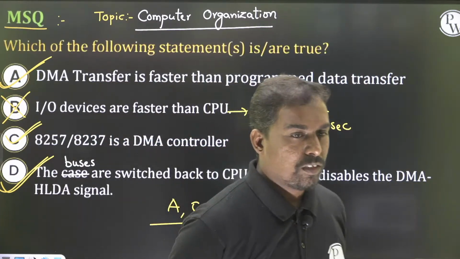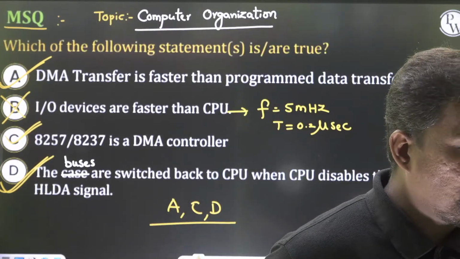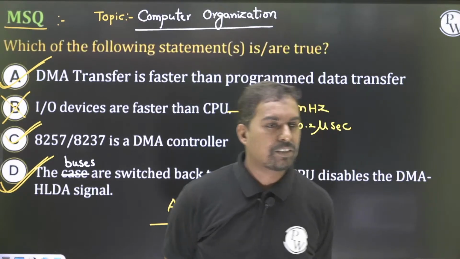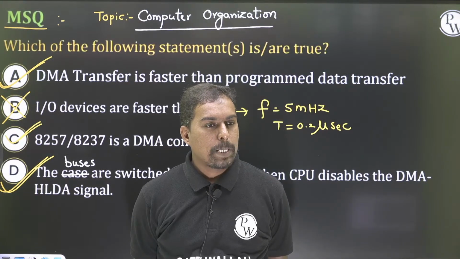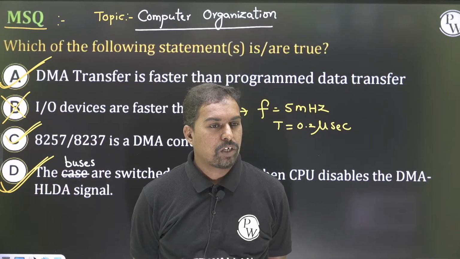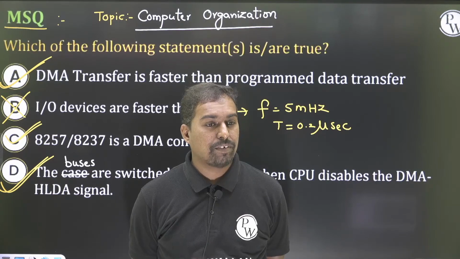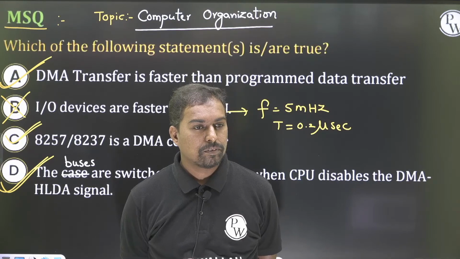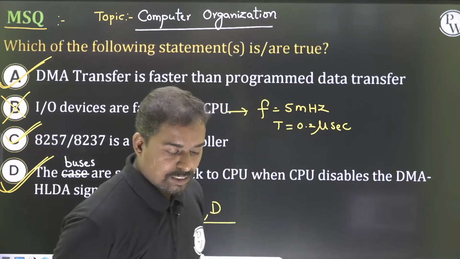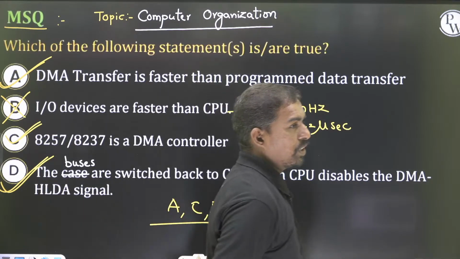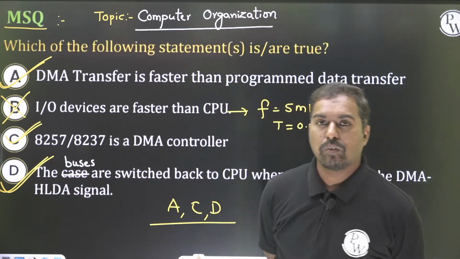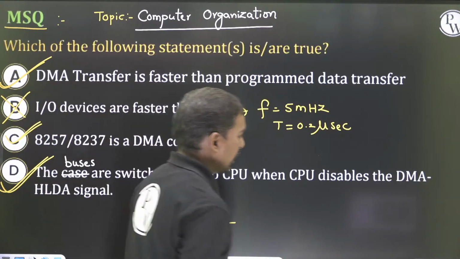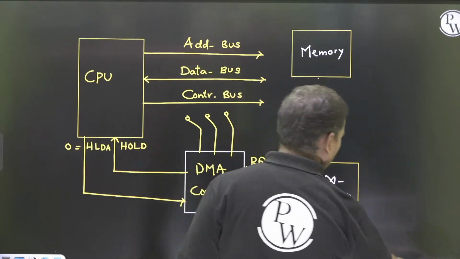Perfect. Sir, between programmed IO and interrupt driven IO, which is faster? Interrupt driven is faster. Because whenever the interrupt is given, there is a procedure called the ISR, interrupt service subroutine. That interrupt service subroutine is also going to be executed. That is how we can answer. So let us go for the next question.